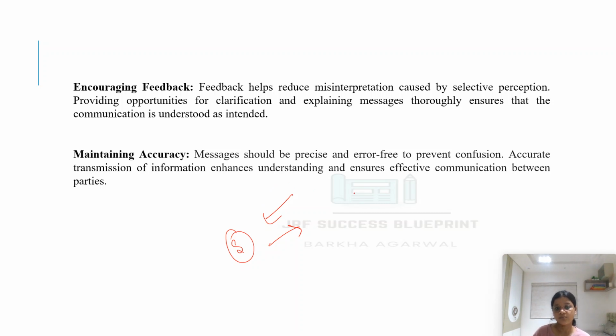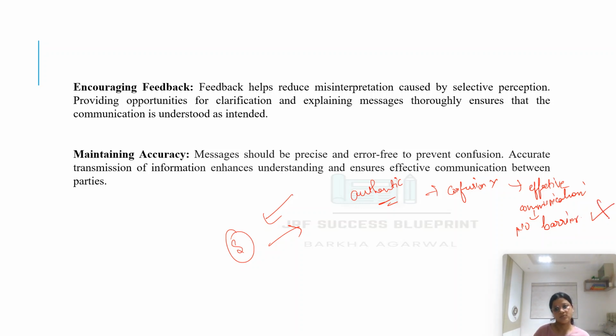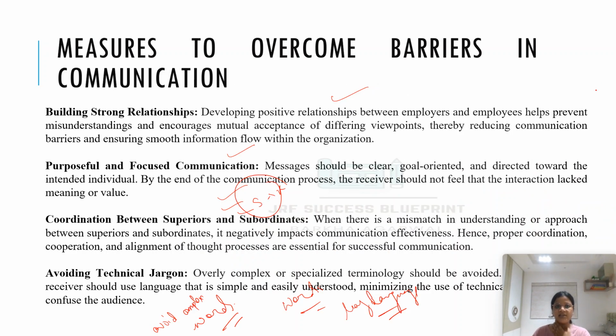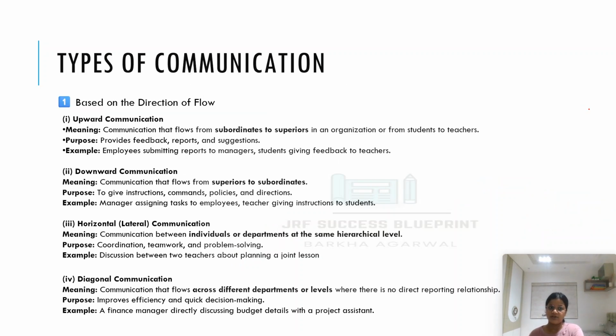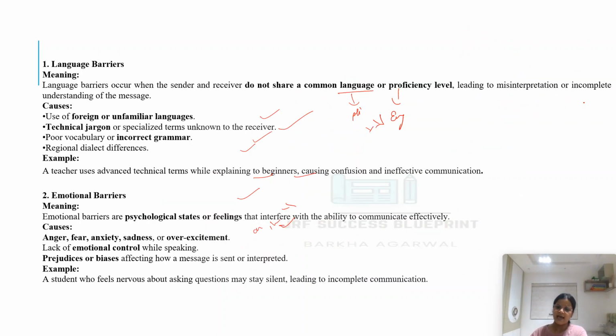That means authentic. So, if the message is accurate, confusion is avoided, this will lead to effective communication. And effective communication means no barriers. Okay? So, measures to overcome barriers in communication are building strong relationships, focused communication, coordination, avoiding technical words, encouraging feedback, and maintaining accuracy. So, for today, I'll end my session here only.